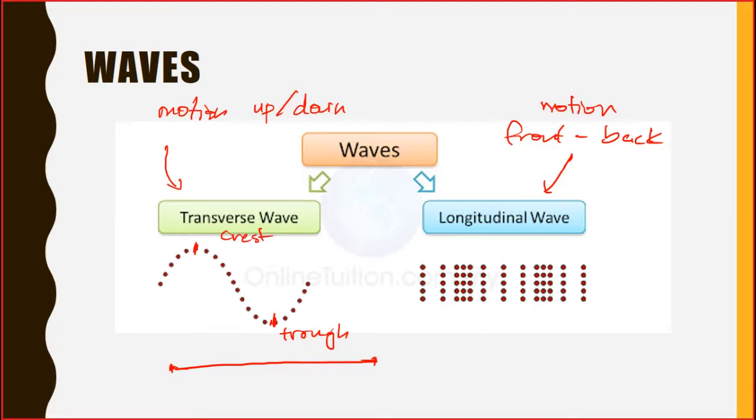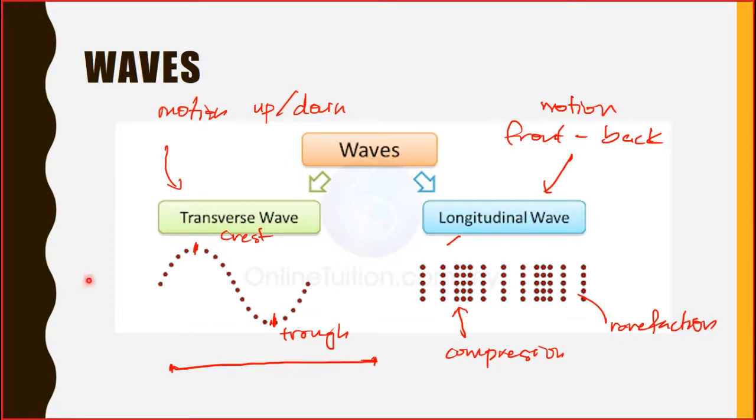For longitudinal wave, instead of having crest and trough, you have something called compression. This part is compression. This part over here is rarefaction.